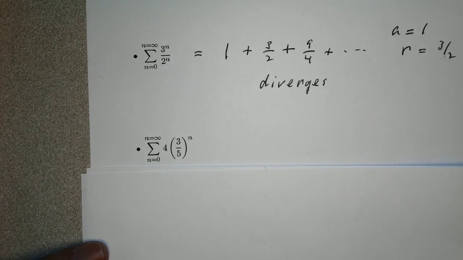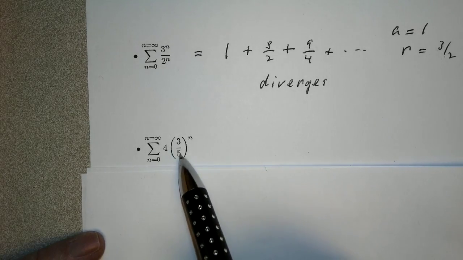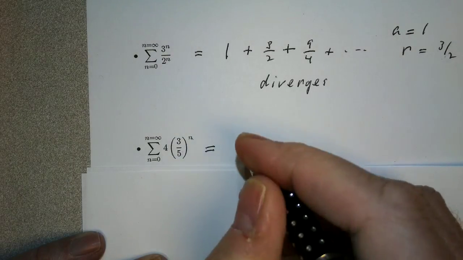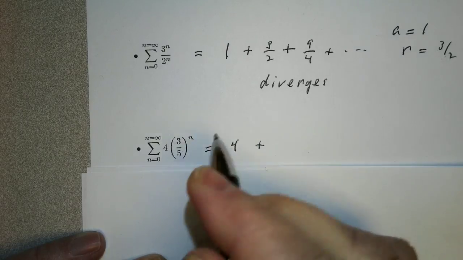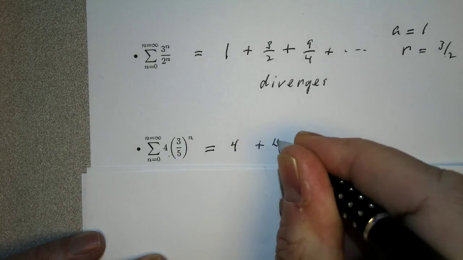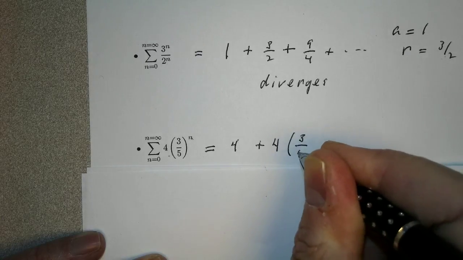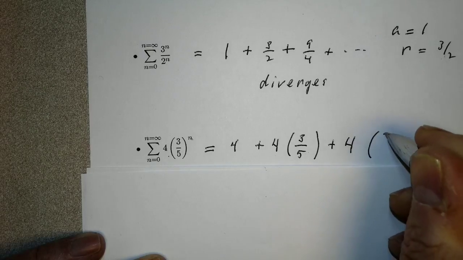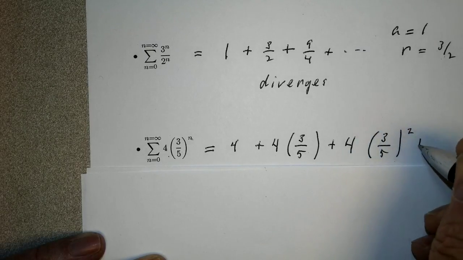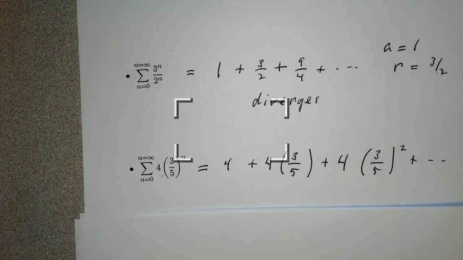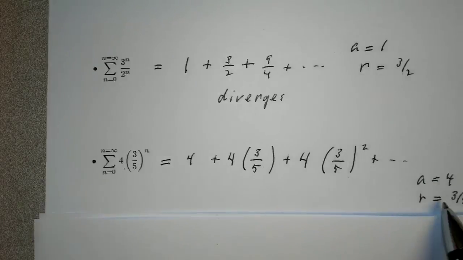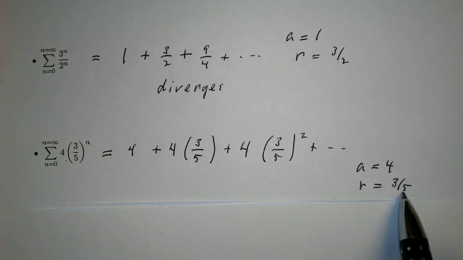Another example, n equals 0 to infinity, the summation of 4 times 3/5 to the n. If we write down the terms, if n is 0, we get 4 times 1, which is 4. When n is 1, we get 4 times 3/5. When n is 2, we get 4 times 3/5 squared, and so on and so forth. In this situation, a is 4, r is 3/5, which is between 1 and -1.